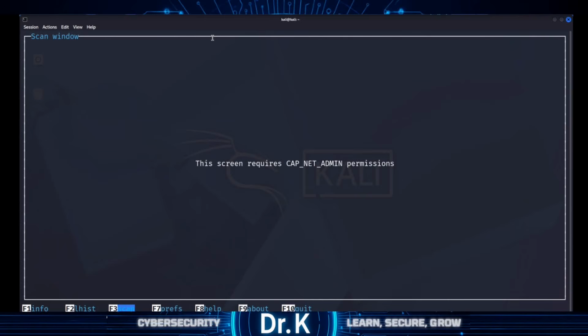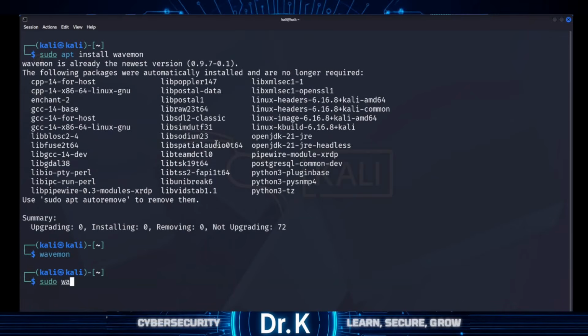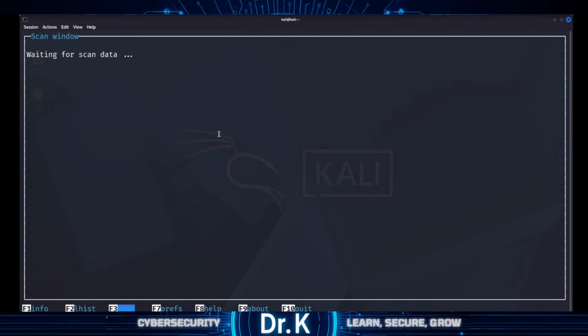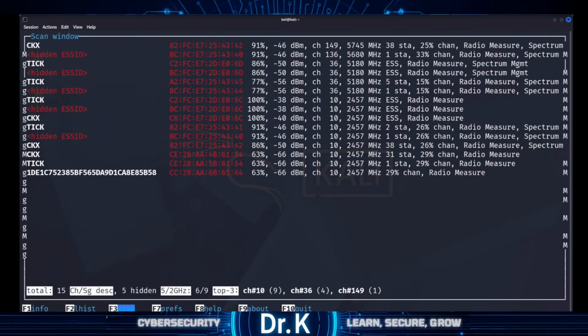So obviously, the easiest way to fix this is just to go in. We're going to press F10 to quit. I'm going to do a sudo wavemon, and then that should take care of our issue. Let's see if it does. Let's go back into F3. And there we go. We're starting to scan for some data now, which is where we want to be. So again, just need those advanced permissions to go into it. And it didn't take that long.